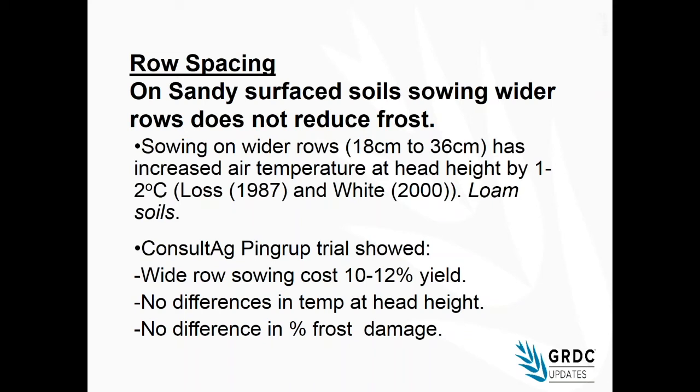I need to point out that all the sites we researched were white, sandy surface soils. From what we could find out, the work that had been done previously was on loams and darker coloured soils, where potentially you could retain a bit more heat. But in a white sandy surface soil, sowing a wide row spacing, you're giving up yield potential, and we just weren't measuring any benefits for frost.